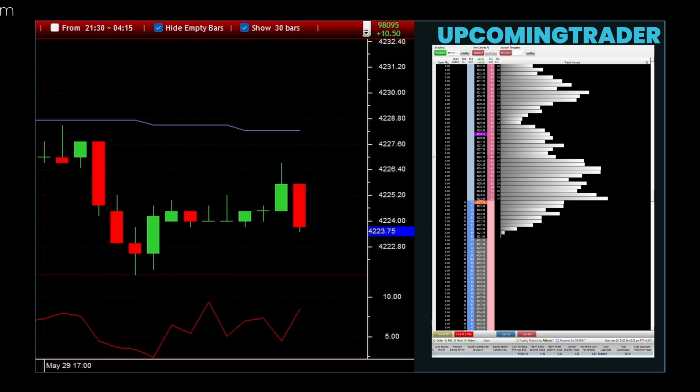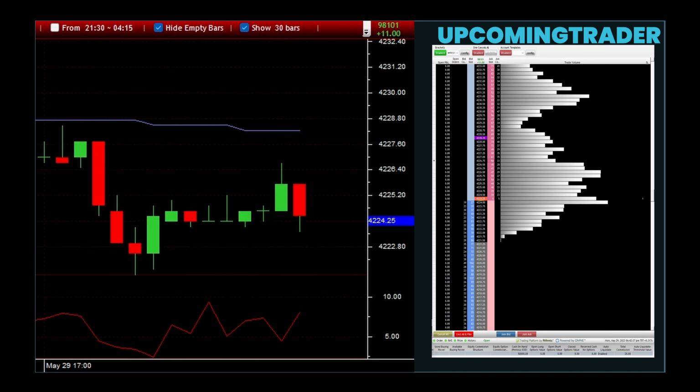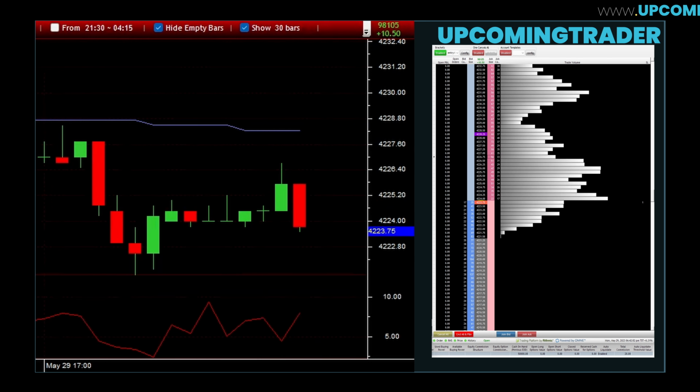Flags form after a sharp price movement, followed by a brief period of consolidation in a rectangular shape, while pennants form in a small symmetrical triangle. Both patterns indicate that the market is taking a breather before continuing in the direction of the previous trend. When these patterns form above or below an exponential moving average, they can provide a stronger signal of trend continuation.